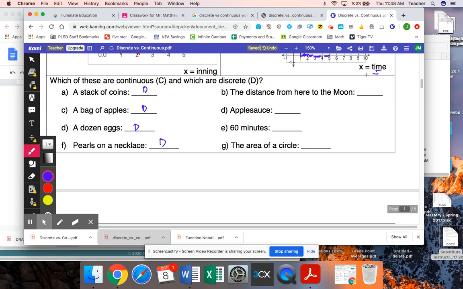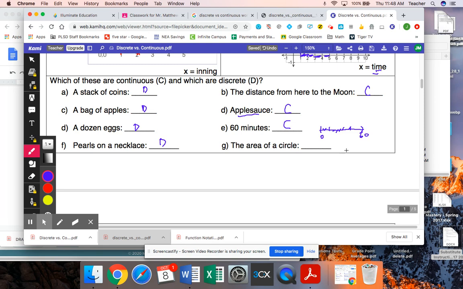Let's take a look at this one over here. The distance from here to the moon: I could say 10,000. I could say 10,002, 10,000.5. It's a continuous thing. Distance is continuous. Applesauce is just a whole bunch of the stuff. You can't really separate that. That is continuous. Don't ask me why. It's there, so I'm just answering it. 60 minutes: that is a time thing, right? From here to here, there are 60 minutes, but couldn't I intercept it at any single point in here? So that's a continuous thing. Time is continuous.